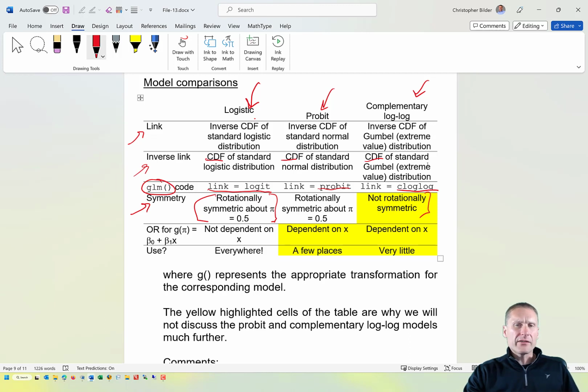And so because of that, this is one reason why complementary log-log regression models are actually used very little. It's hard to justify not having that symmetry property.